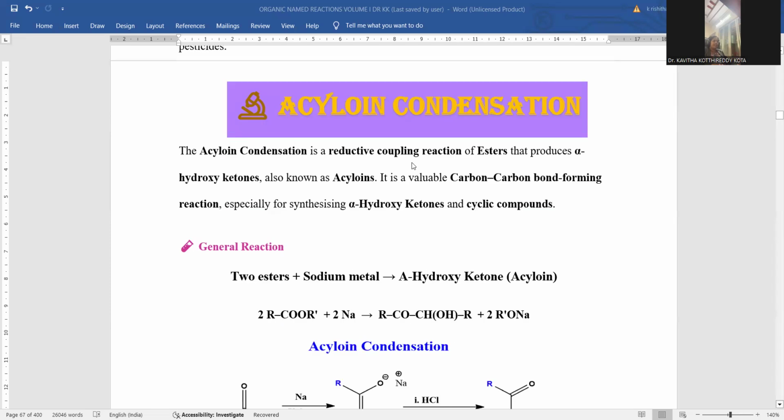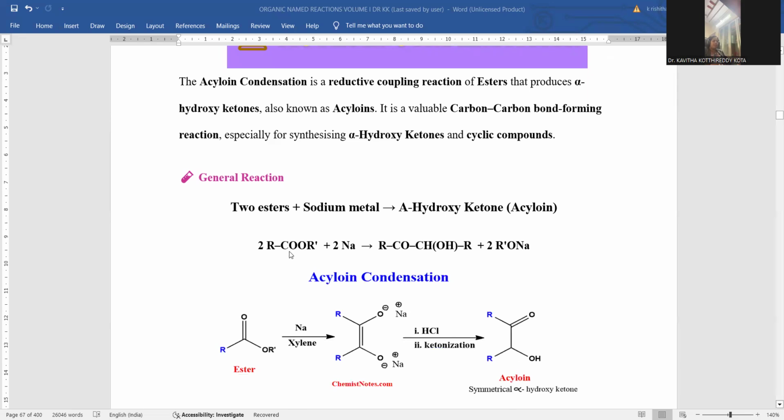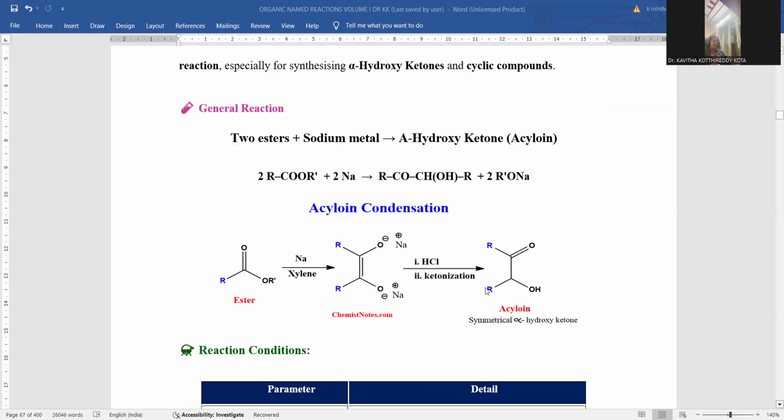Acyloin condensation is a reductive coupling reaction of esters that produces alpha hydroxy ketones known as acyloins, right? Valuable for carbon-carbon bond formation, especially alpha hydroxy ketones and cyclic compounds generated by this process. Two esters are taken and treated with metallic sodium. There is a formation of an alpha hydroxy carbonyl compound. This is said to be an acyloin.